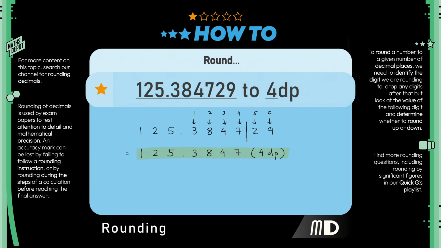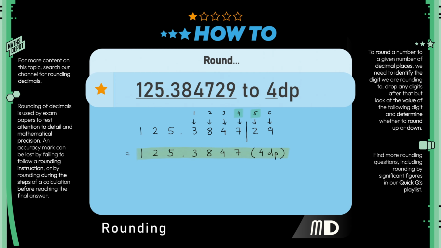This question asks us to round 125.384729 to 4 decimal places. The important digits for the purposes of answering this question are the 4th digit, which is 7, and the 5th digit, which is 2.